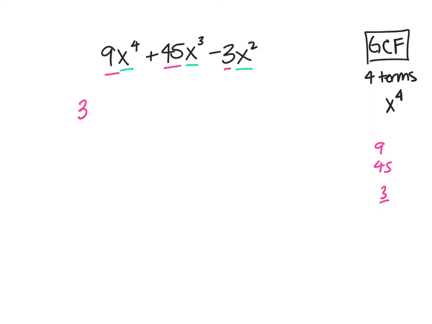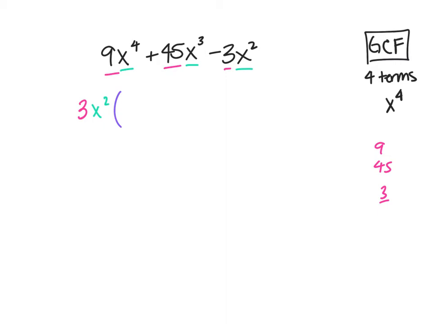We have x to the 4th, x cubed, and x squared. So they all have an x in them. And then beyond that, they all have at least 2 x's in them, because x squared is the smallest one. So that means we can take out a 3x squared. Once we find out what that GCF is, now we just divide it out of everything.